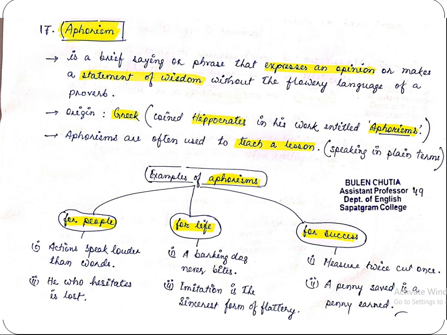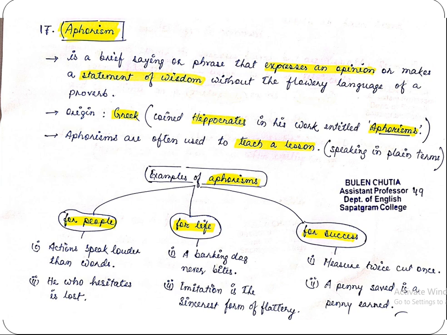Now, for example, we will take some sentences. I have divided these examples into three parts. First part is for people. Actions speak louder than words. Many of you have heard this sentence in your life several times, I think. Next one is: he who hesitates is lost. These are sentences we use repeatedly in our day-to-day conversations, based on some experiences in life.